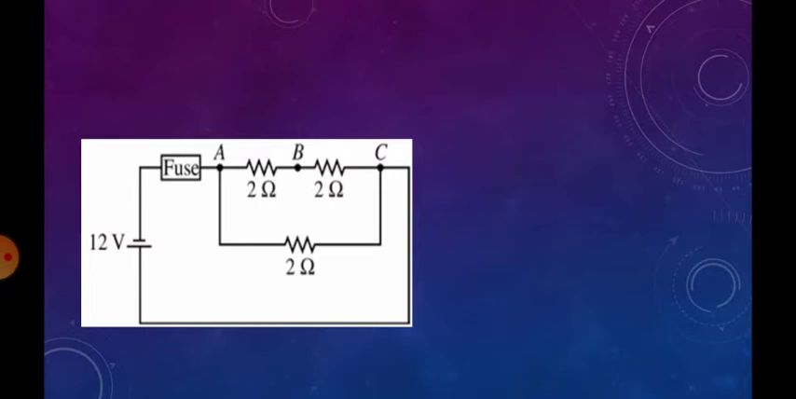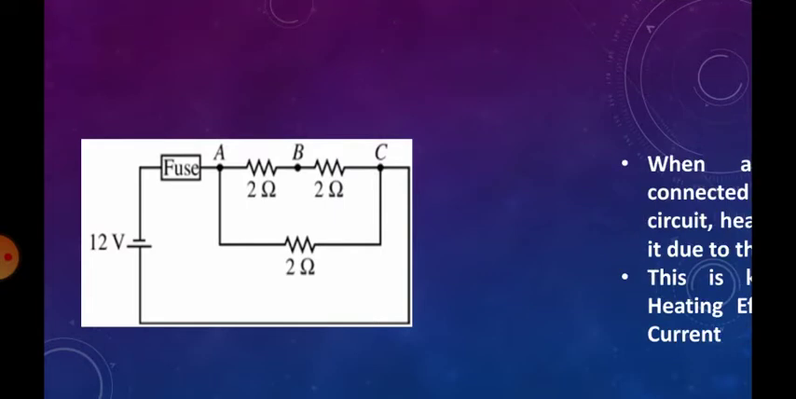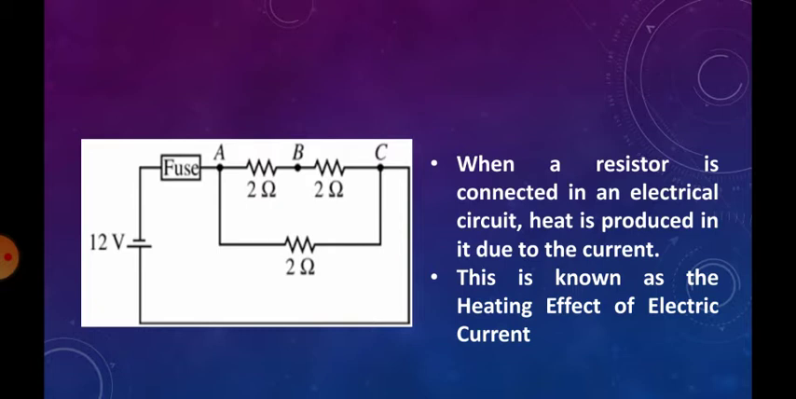Do you know why these resistances are connected in the circuit? Yes, it is to increase the heat. I have already explained to you how heat is increased due to resistance. It opposes the current, and when it opposes the current, friction is created, and due to this friction heat is generated. So if we want the heating effect of electric current, we have to connect resistances in an electrical circuit.